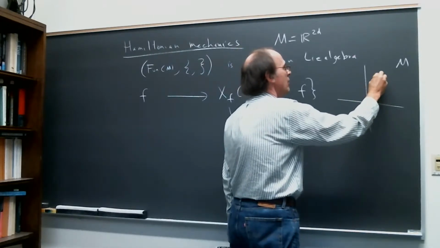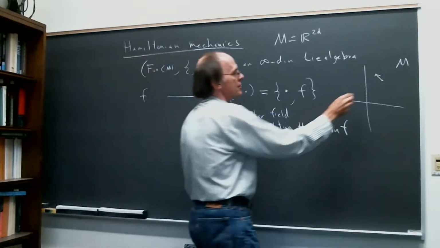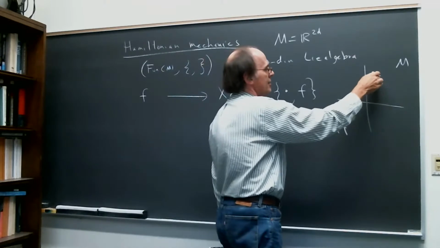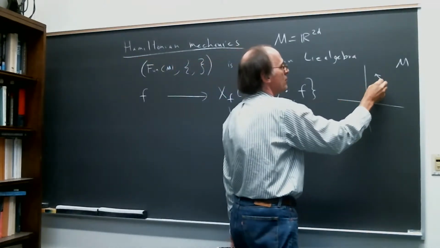And then the time evolution is such that at each point you have a vector, and this vector is the infinitesimal rate of change, the tangent to the trajectory through this point at time zero.